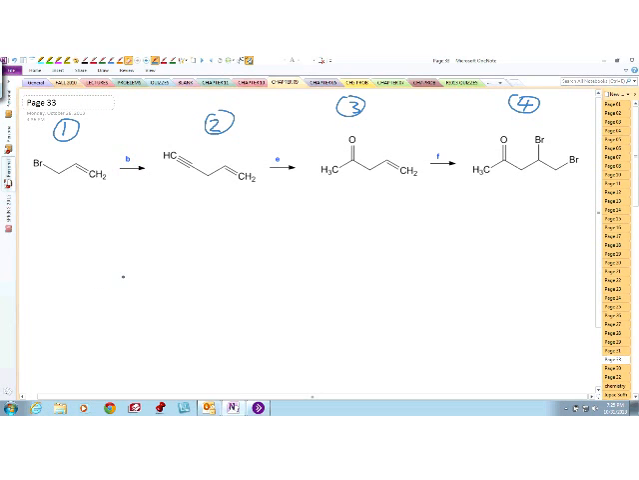What do we need to do here? What is happening here? If you look at this, how many carbons do we have in compound 1? 1, 2, 3. But here we have 1, 2, 3, 4, 5, right? So that means we need to add 2 more carbons. As you can see here, you have the acetylene already.